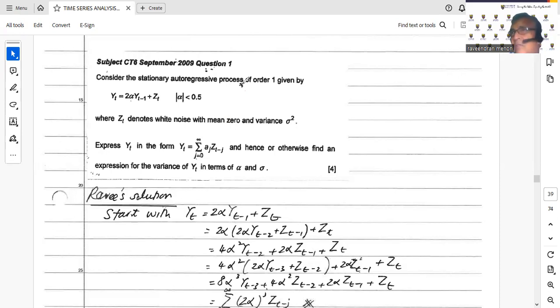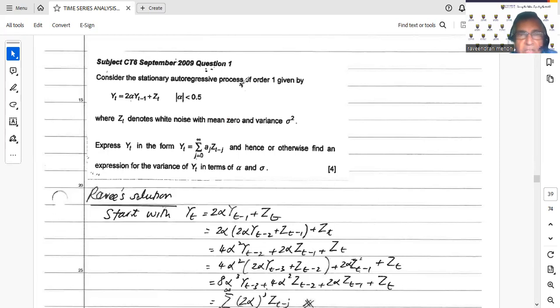The modulus of alpha is less than 0.5. That means the size of alpha is smaller than a half, so maybe 1/4, things like that. And Zt is your white noise, mean zero and variance sigma squared. For flavor, they're using Zt this time for your white noise. This question, we must be careful.